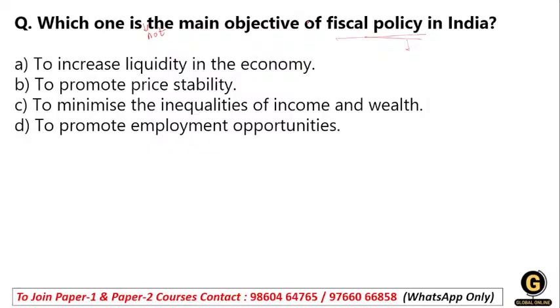Actually, this is asking which one is not the main objective of fiscal policy, because the fiscal policy objectives are to promote price stability, minimize the inequality in income and wealth, and promote employment opportunity. These are the main objectives of fiscal policy. But increasing liquidity in the economy is the main objective of monetary policy. So that's why this is a printing mistake; it should say which is not the main objective of fiscal policy in India.